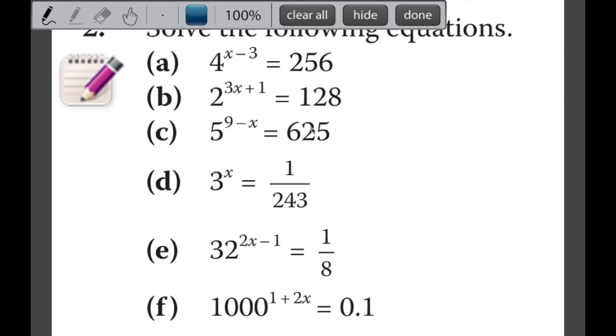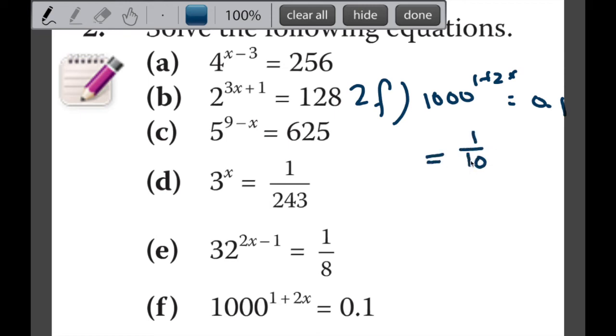Now for the last one, 2f, 1000 to the power 1 plus 2x is equal to 0.1. So 0.1 is actually equal to 1 over 10. And 1000, let's just leave it as 1000 first and we'll see. 1 plus 2x. So let's think about what base you want.